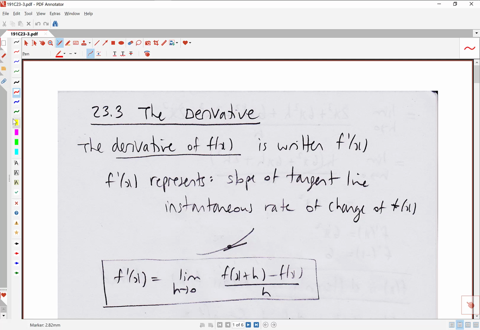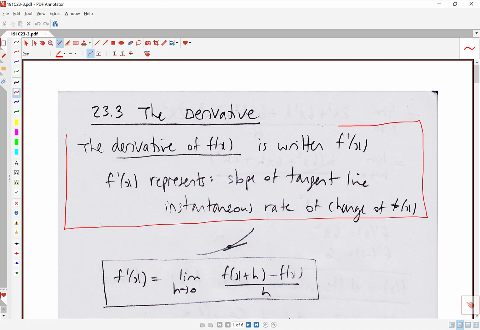This video is all about the derivative. So let's start by defining what a derivative is. We're going to talk about the derivative of a function f of x. And in terms of notation, it's written like this.